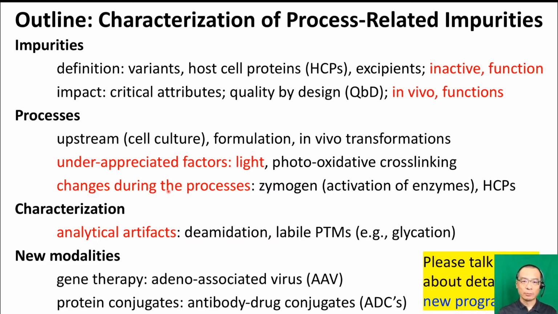One thing people always consider as impurity are host cell proteins and other excipients. But I think other impurities people talk about are product-related variants. Generally, people think about impurities as something bad or inactive. I want to use this talk to illustrate some other thoughts about impurity in terms of their function and impacts.